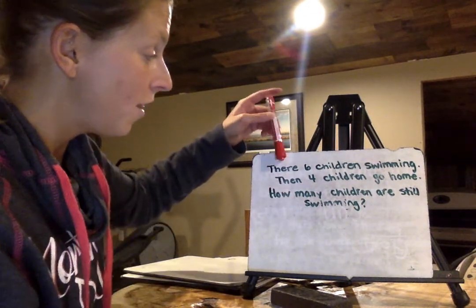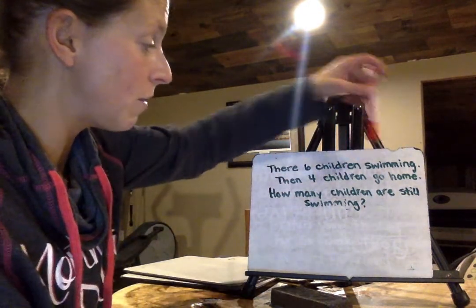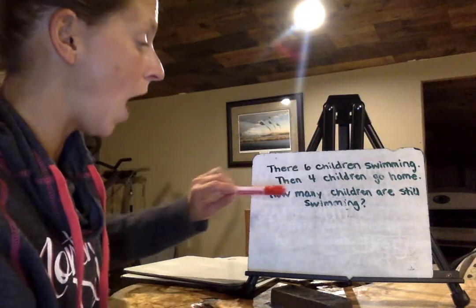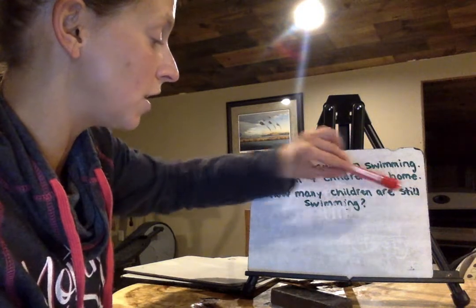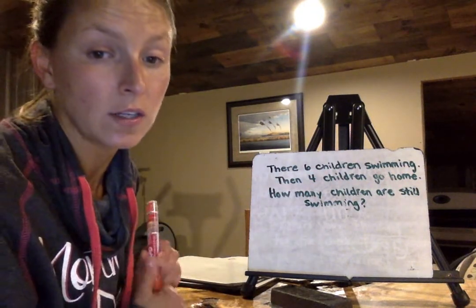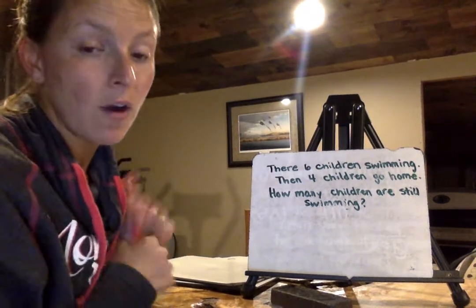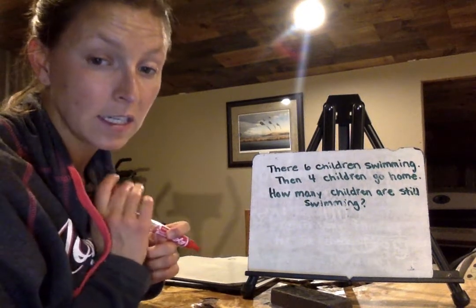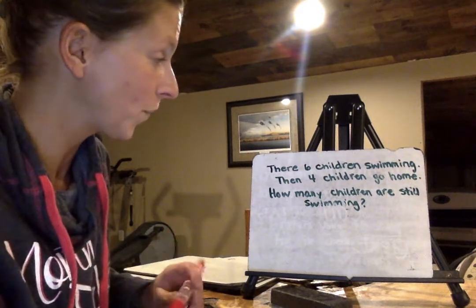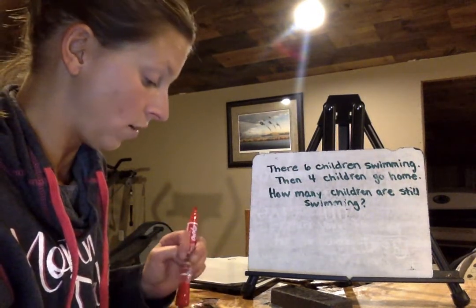Okay, so here we go. There are 6 children swimming. Then 4 children go home. How many children are still swimming? So how many children are still swimming? Go ahead, write the equation for that and solve it in any way you know how. And press pause to do that and I will wait.